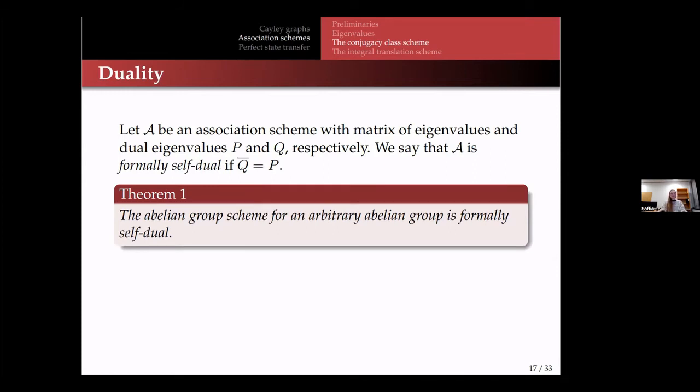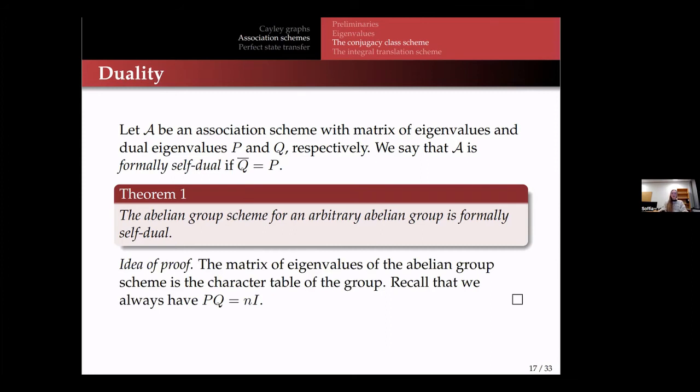And that's easy to prove if we just know that the matrix of eigenvalues of the abelian group scheme is actually the character table of the group. And then, remember that we always have that P times Q is equal to N times the identity. And now we can just use basic character theory to finish the proof.